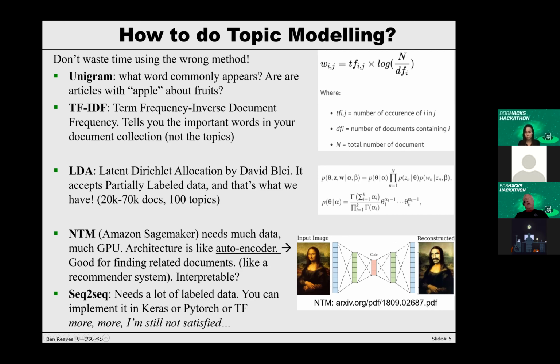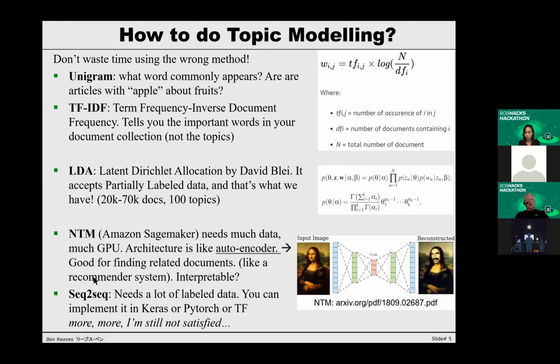I won't go into the detail, but that's the basic formula on which LDA is measured. You're trying to maximize P of theta, z, w given alpha and beta. That is, you're trying to maximize the probability for each document you get in. You're trying to find the topic with the maximum probability. Again, I'll get into that a little bit later.